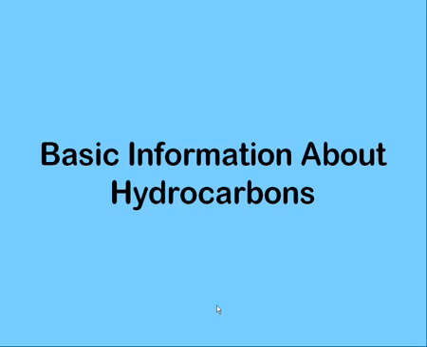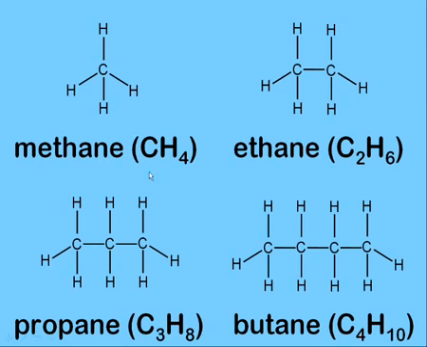Okay, this video is going to give you some basic information about hydrocarbons. So when I say that term, hydrocarbon, I'm talking about a substance that contains only carbon and hydrogen. Now if we assume that the simplest form of hydrocarbon would be methane, it makes sense that you have one carbon and four hydrogens. It gets more complicated when you start adding carbons to the chain. So the simplest hydrocarbon is CH4 and it's called methane.